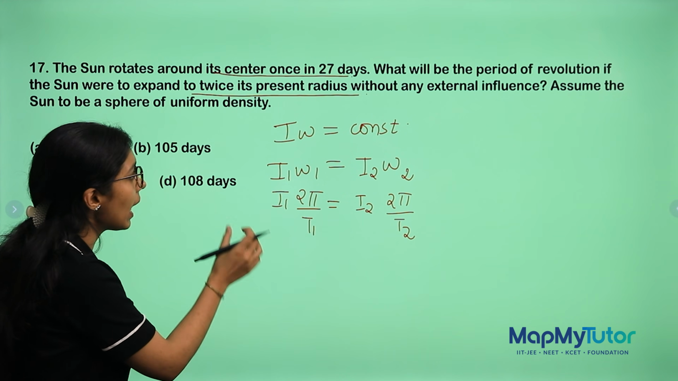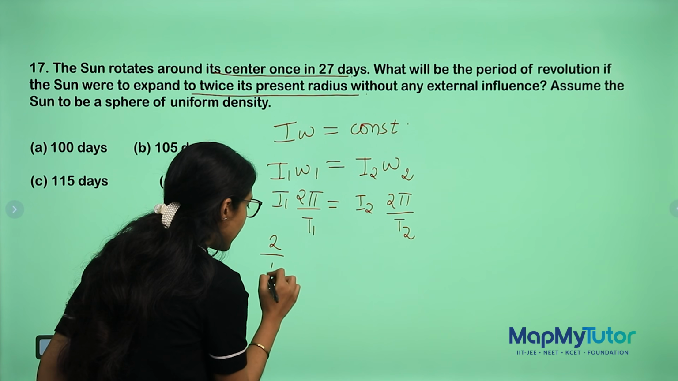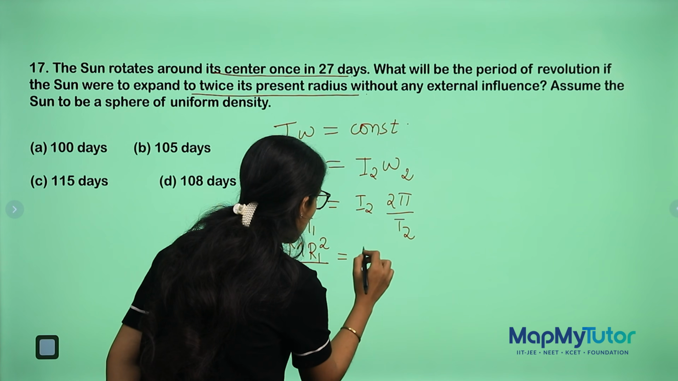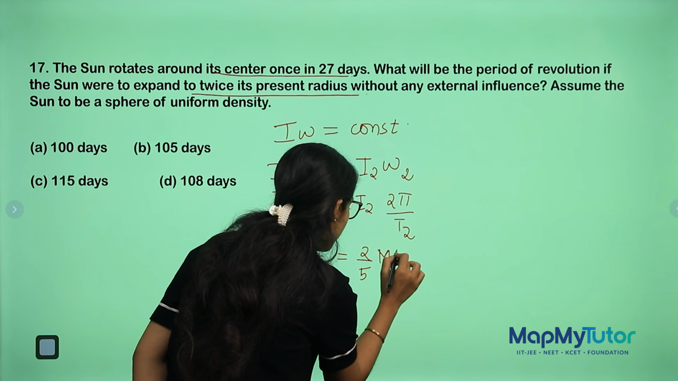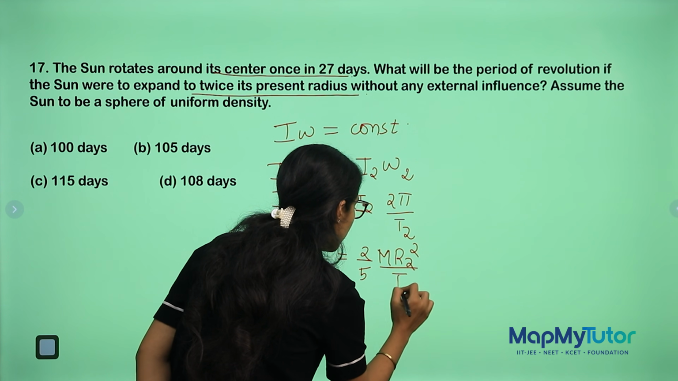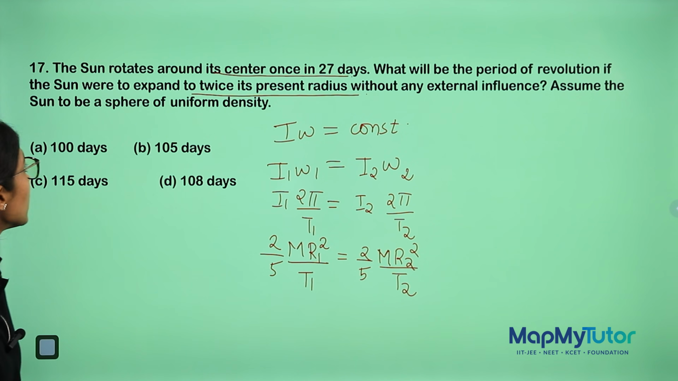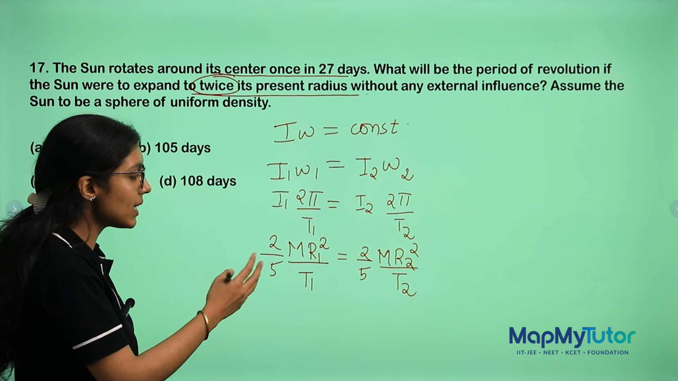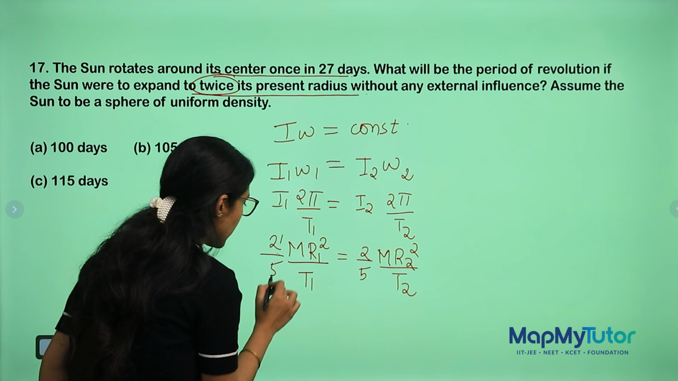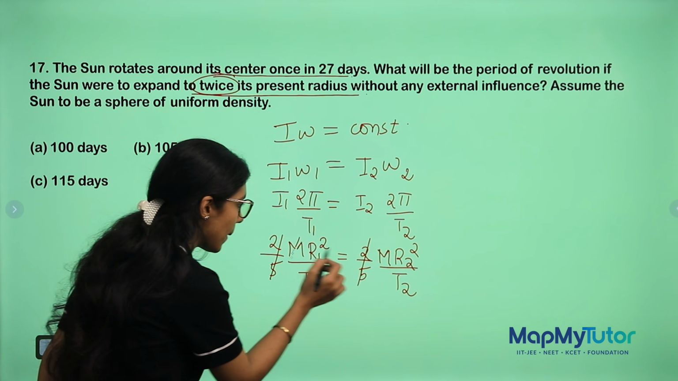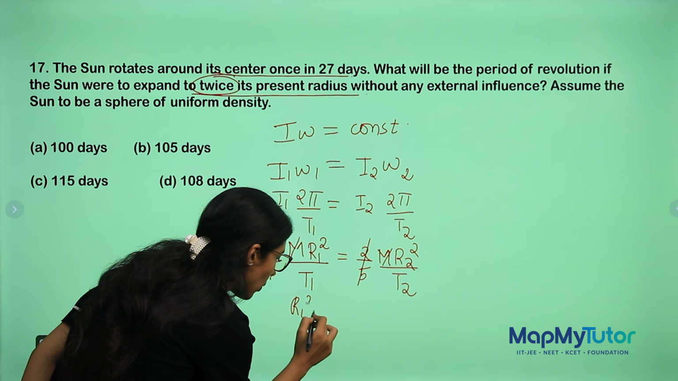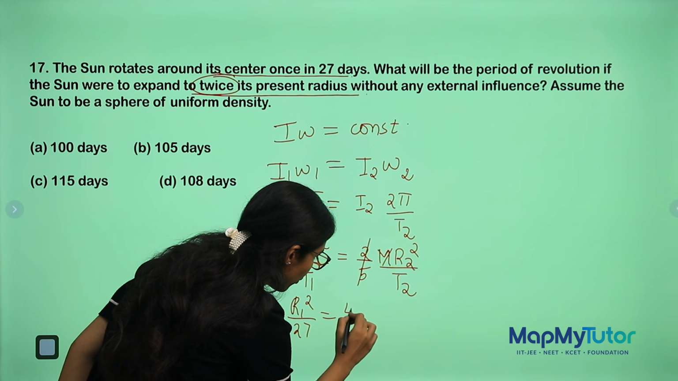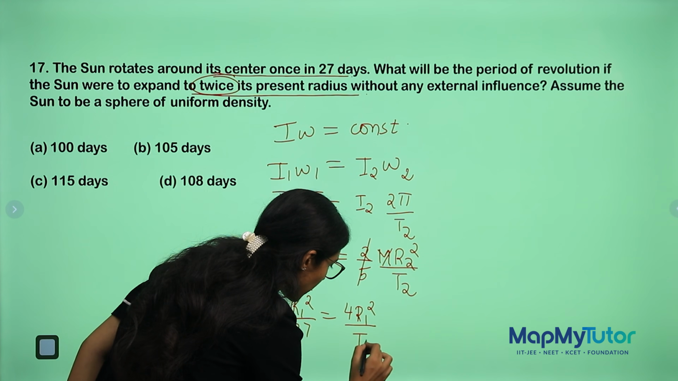Now, I of a sphere is 2 by 5 m R1 square upon T1 equals 2 by 5 m R2 square upon T2. Have they given us the radius? Yes, they told us it expands to twice the radius. So the second one is twice the initial. The 2 by 5 and 2 by 5 cancel first, and m and m are gone. So R1 square by 27 days, which is given to me; R2 is nothing but 2 times R1, so 4 R1 square by T2.